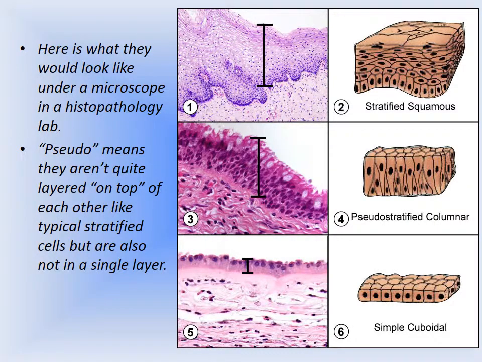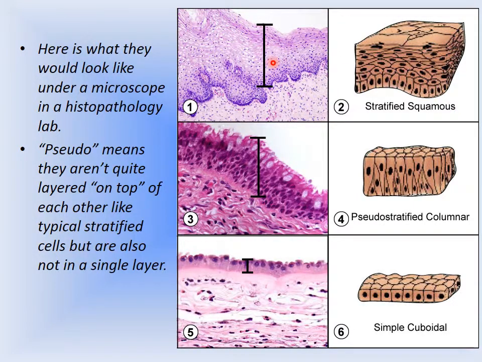So here's what they would look like microscopically if you're working in a histopath lab. This is stratified squamous. So if I'm talking about a stratified squamous epithelial cell, I now know that stratified means that there are many layers. It's not just one thin sheet. And I also know that squamous is in reference to its shape, okay, which is the flat kind of cells that you see up here.